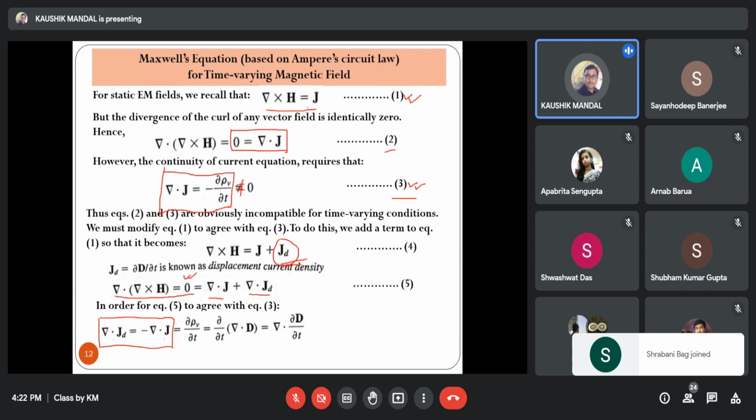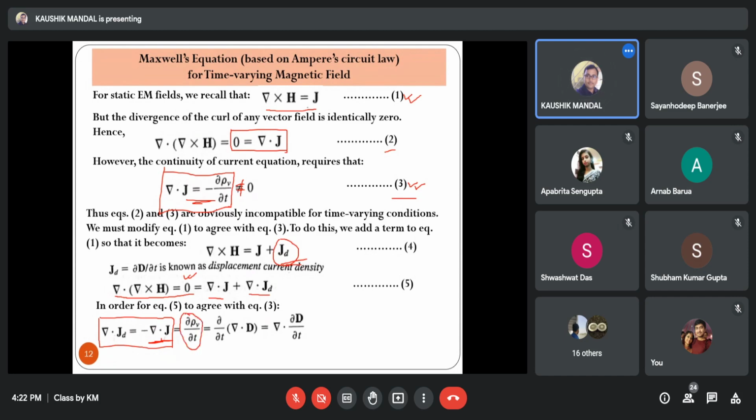Now as per the continuity equation mentioned in equation 3, what is divergence of J? Divergence of J equals minus del rho v del t. So now in place of this divergence of J, if we put minus del rho v del t, it becomes minus minus plus, so it becomes del rho v del t. So this divergence of JD equals del rho v del t. This del rho v del t is nothing but d dt of divergence of D. So it is basically written as divergence of del D del t.